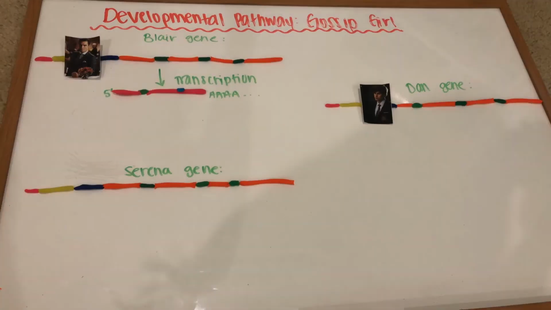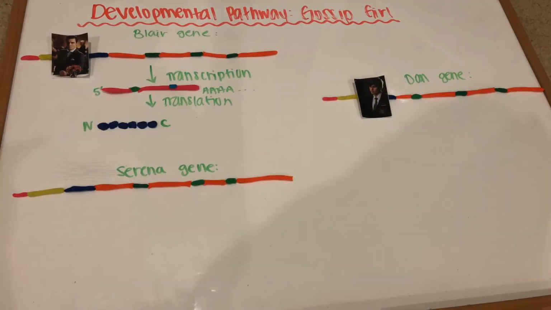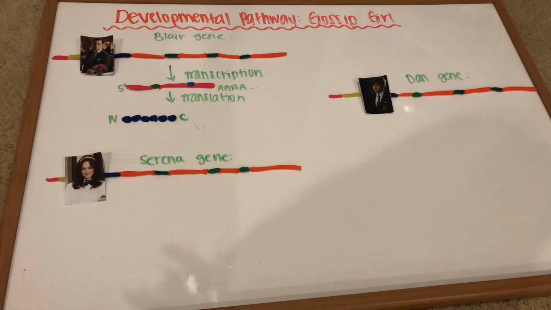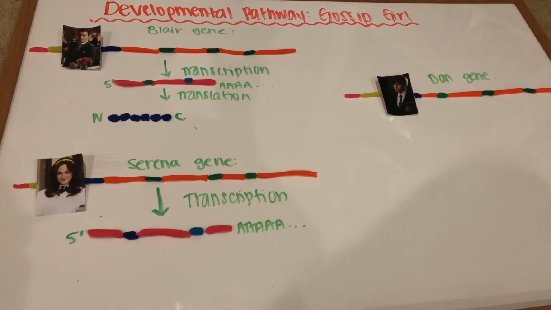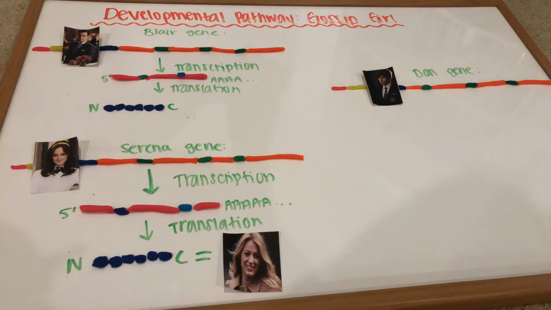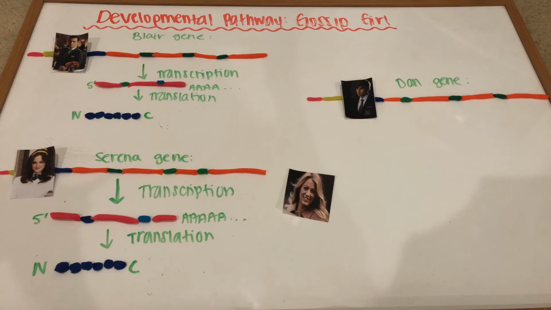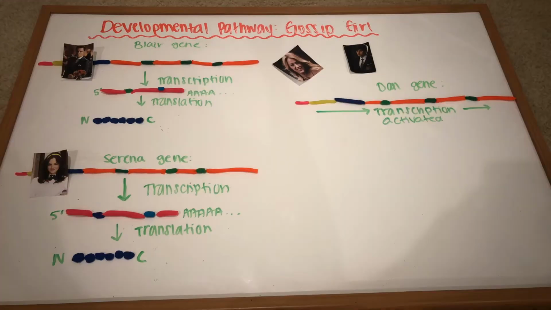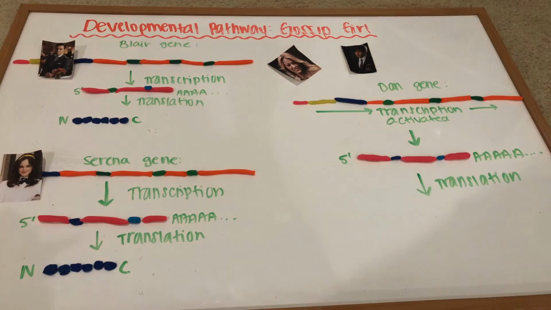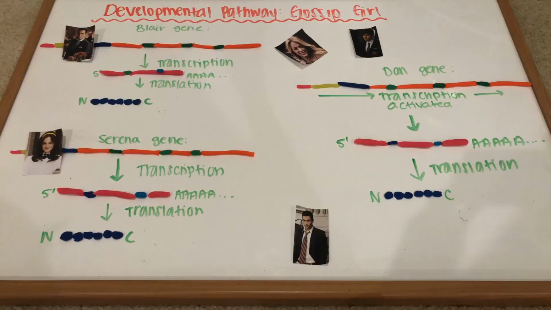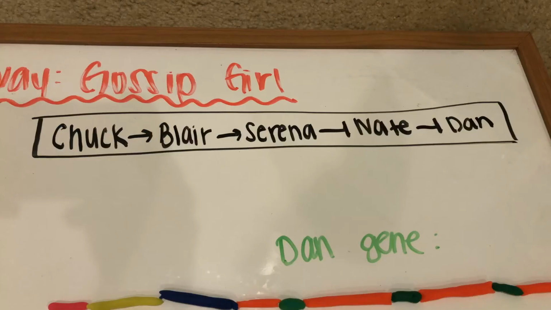In a normal developmental network without any mutations, the Chuck product activates the transcription of Blair, the Blair product activates the transcription of Serena, and the Serena product inhibits the Nate product, not allowing it to repress the Dan gene. Therefore, the Dan gene can be activated and expressed, its product being formed, and allows Dan to reveal himself as Gossip Girl. Another way to explain the process is by using this equation.